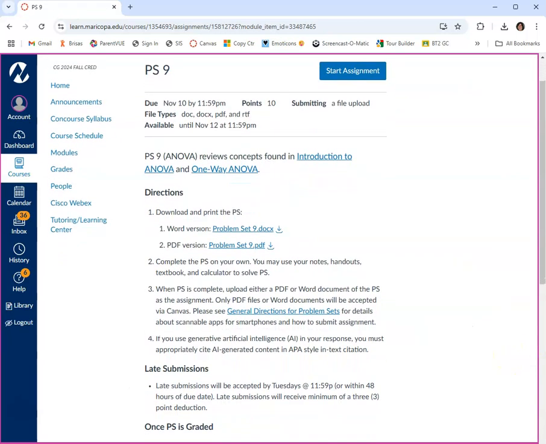The third assignment is problem set number 9. This problem set reviews concepts in Introduction to ANOVA and one-way ANOVA. This problem set will have you practice conducting a hypothesis test with one-way ANOVA. This week's activity will also be excellent practice for the summary and interpretation statements that you will provide in this problem set.